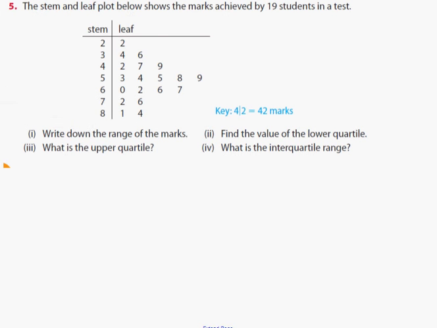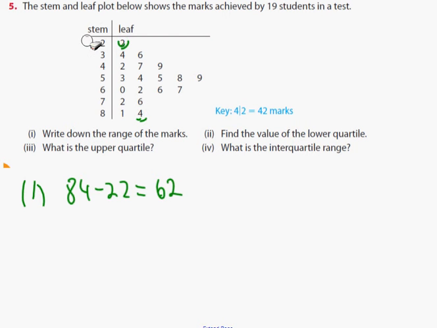So, stem and leaf plot. The stem and leaf plot shows the marks achieved by 19 students in tests. Write down the range of the marks. Range of the marks is 84 take away 22, which is 62. Okay, range is done.